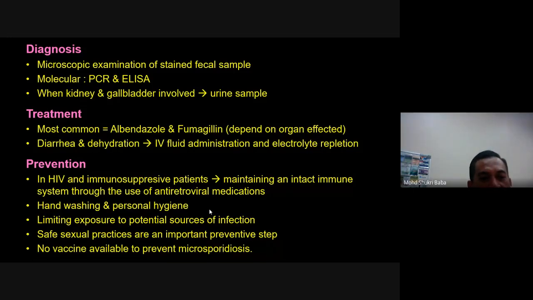Okay, prevention, banyak cara prevention because dia melibatkan banyak mode of transmission. So ini adalah antara macam-macam antara prevention yang kita boleh lakukan. In HIV immunosuppressed patient, okay, you have to maintain an intact immune system through the use of antiretroviral medication, hand washing, personal hygiene, limiting exposure to potential source of infection, safe sex, okay. And one thing about microsporidiosis adalah no vaccine at all buat masa sekarang ni. Okay. So that is microsporidiosis.